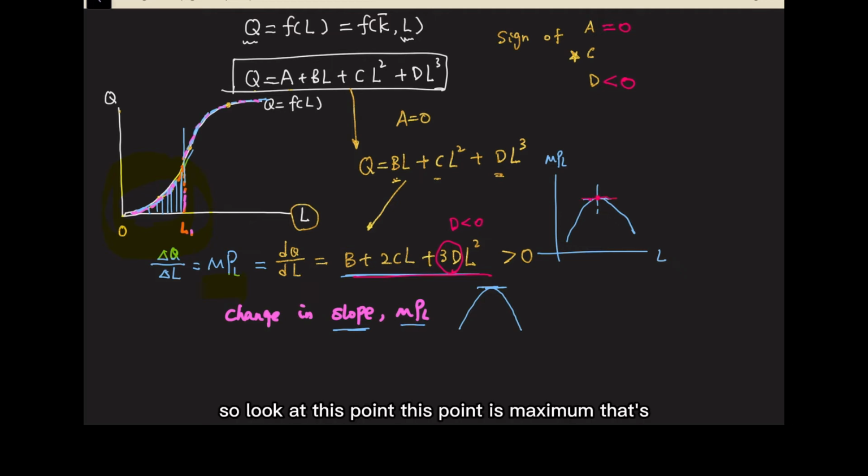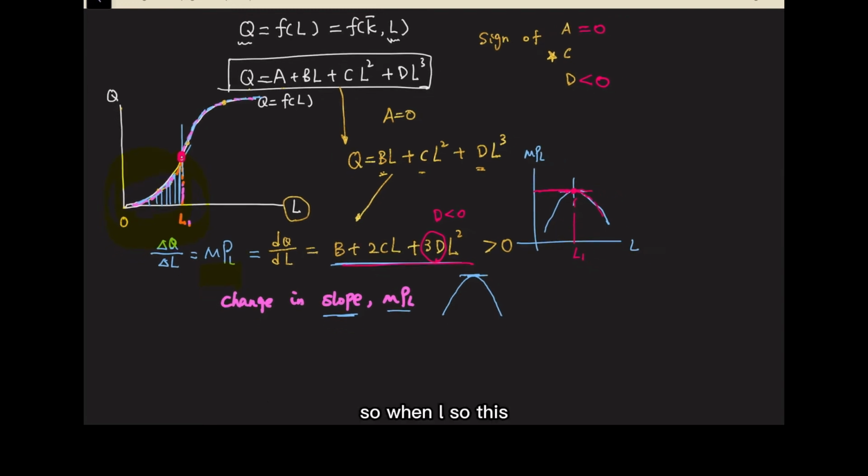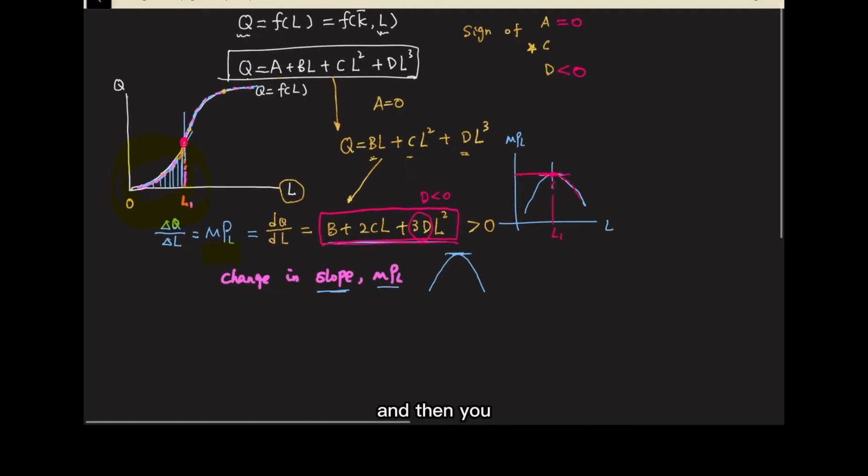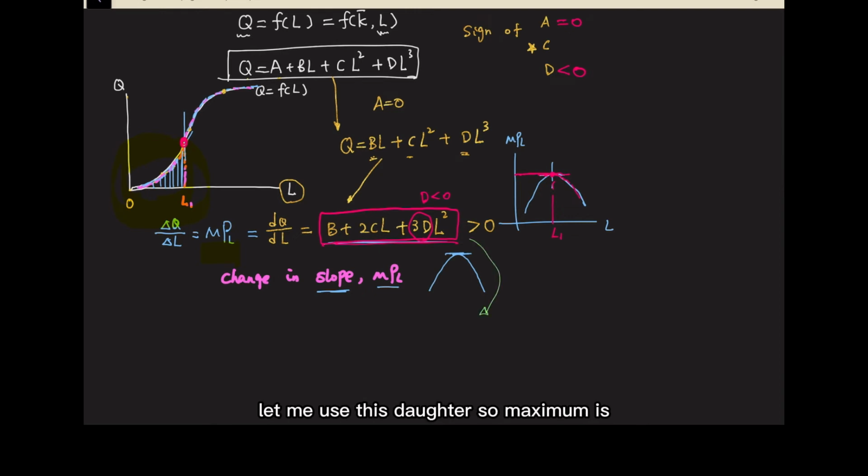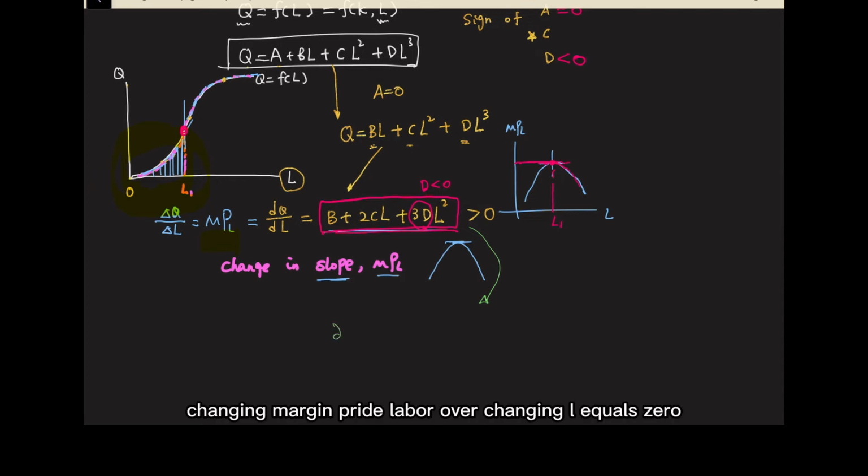This point is the maximum. So at L1, the marginal product labor reaches the maximum and then starts to decrease, right? So now you can just find this marginal product labor, and then you find the maximum. The maximum is where the change in marginal product labor over the change in L equals 0. So that's the maximum marginal product labor.